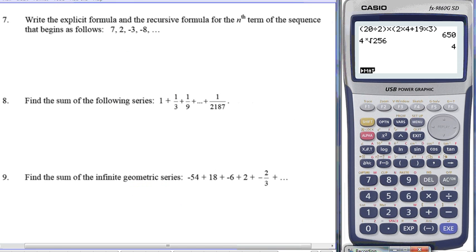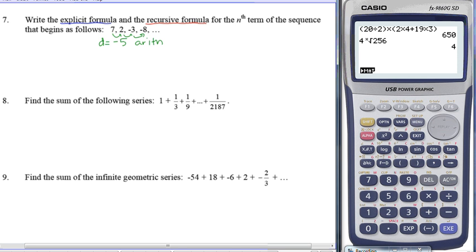Number 7 asks us to write the explicit formula and also the recursive formula for the nth term of the sequence that begins as follows. So I've got to look at my sequence and figure out what my pattern is here. What do I do each time to get to the next term? Well, I'm subtracting 5 each time, which means that this is arithmetic, and our common difference is -5.